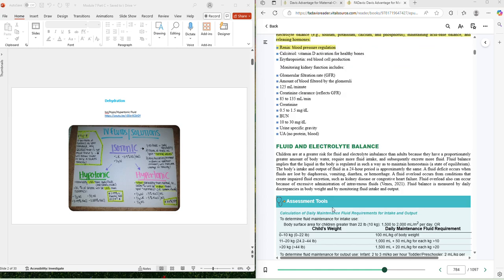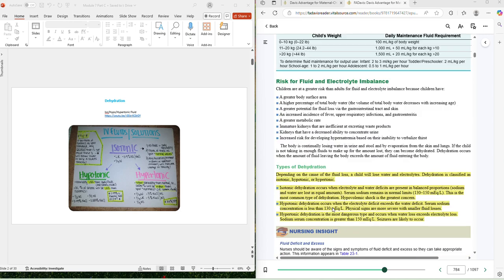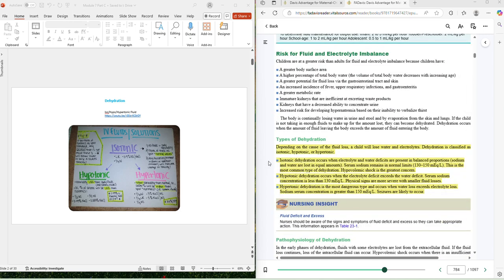All right, I want you to look on page 785. There are different types of dehydration. There's isotonic, hypotonic, and hypertonic, okay? Winks and lollipops here, you need to know this. Of course, dehydration is the loss of fluid in whatever way it happens.